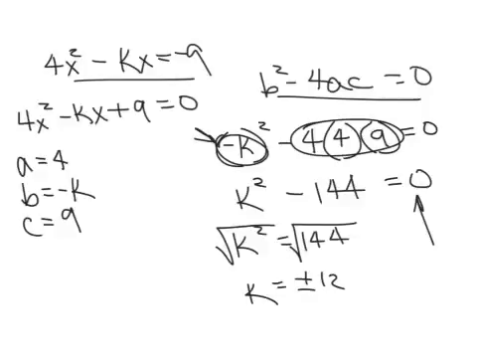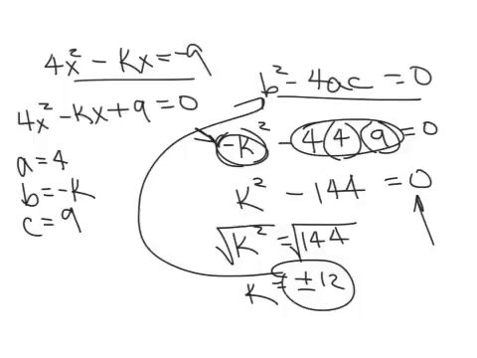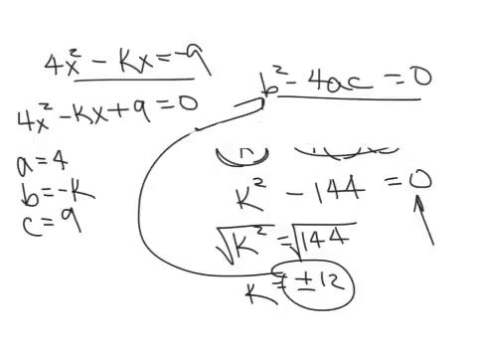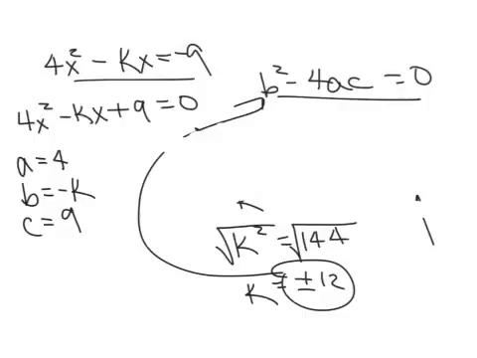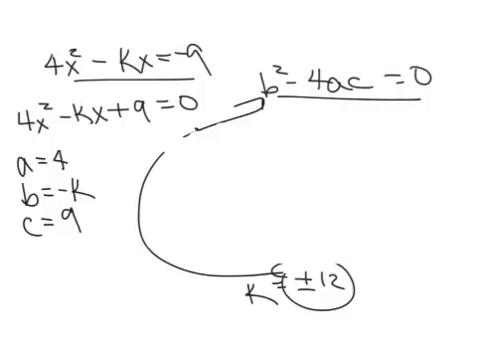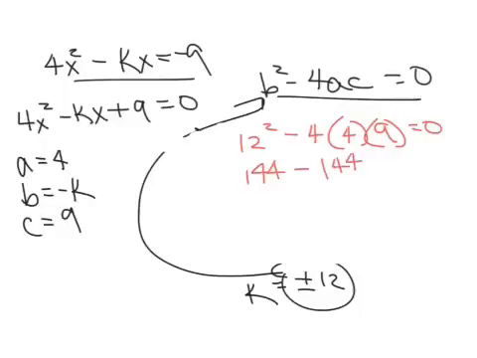So that means that if we took plus or minus 12 and put it in here, we would get 0 for an answer. Let me erase all this stuff here. Let's try 12. In red, if we put 12 in there, and the 4 there, and the 9 there, we get 144 minus 144, and that equals 0. And when we get a 0 for an answer, we have one rational solution.